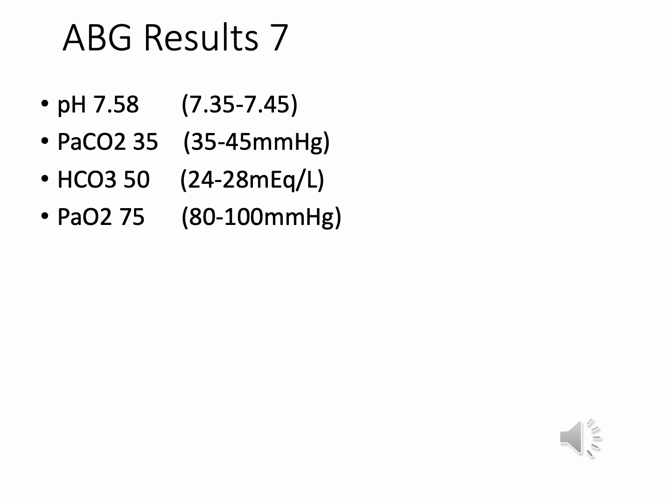And then our PaO2 is 75. So it's not quite where it needs to be. The two that match are the pH and the bicarb. So this is a metabolic alkalosis, and then this one is uncompensated.